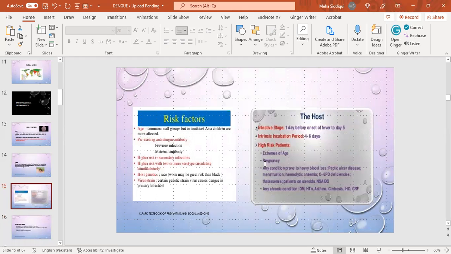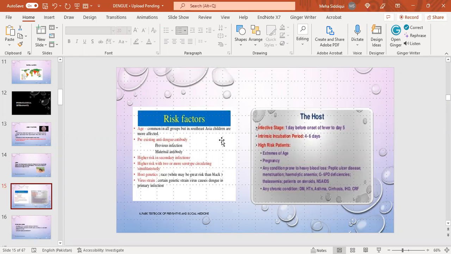Now, host factors. Age: it is common in all groups, but Southeast Asian children are more affected. Pre-existing anti-dengue antibodies are found from previous infection or maternal antibodies. There is high risk in secondary infections, and high risk with two or more serotypes circulating simultaneously.